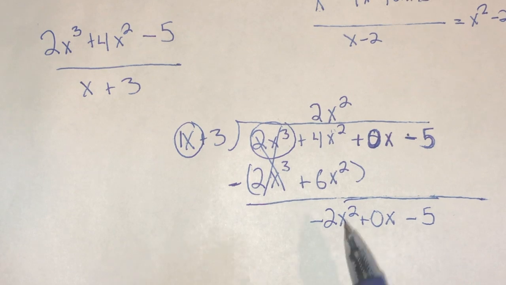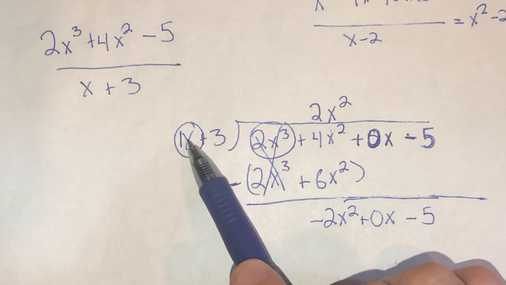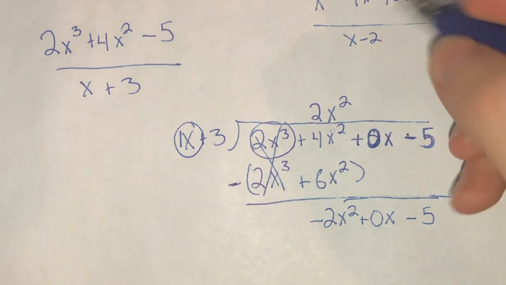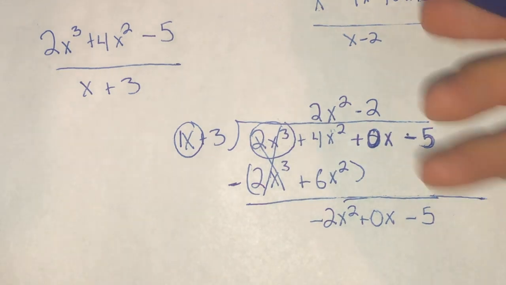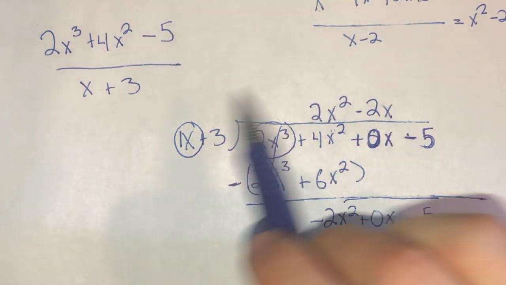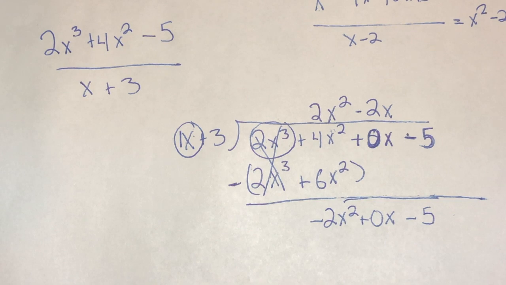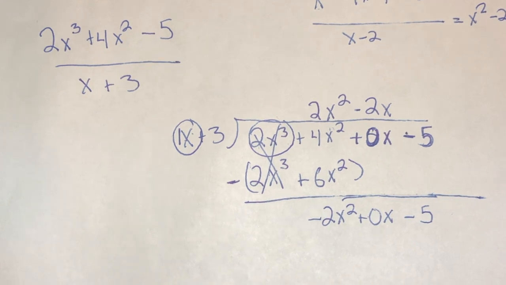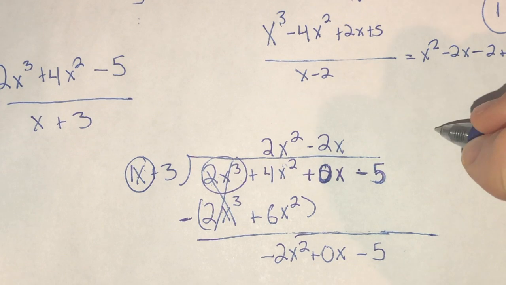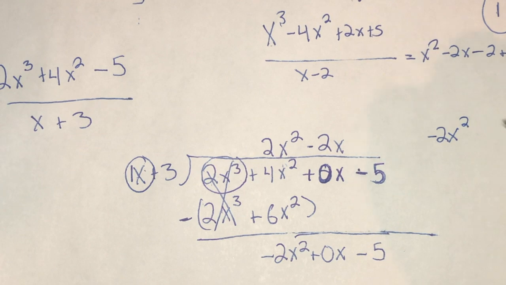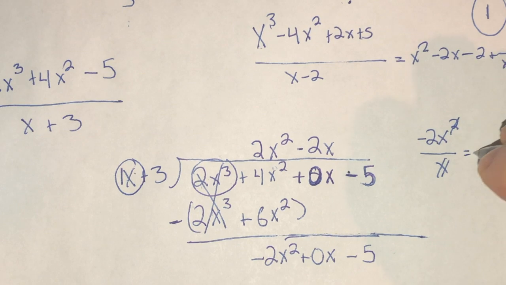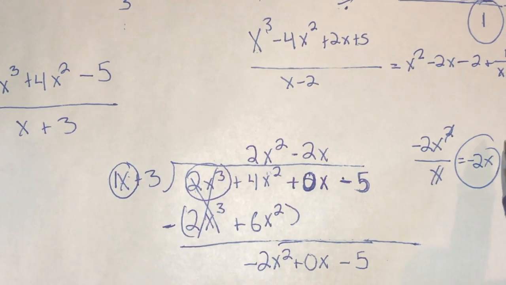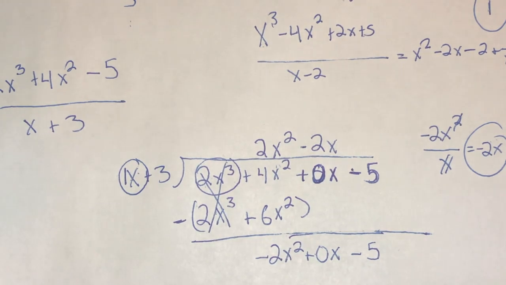All right, now I'm going to do the same thing. What times x equals -2x squared? I need a -2 to get the -2, and then I need an x, because x times x equals x squared. That's where that's coming from. Another way to verify this is to say, I have -2x squared, and I divide by x, and what do I get? -2x. So that's another way of knowing that's what needs to go here.